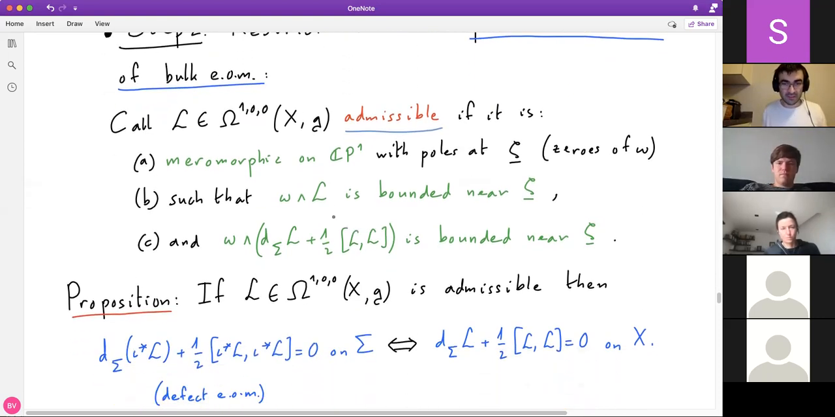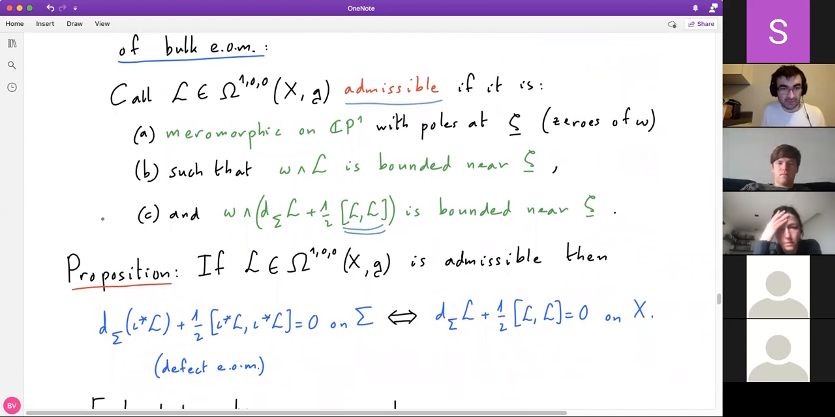So notice that because L has simple poles, potentially you could create higher order poles in this term by taking the commutator. So the point is that this condition tells us that the commutator doesn't create higher order poles. Okay. So these are just restrictions to a certain class of solutions, which will give rise precisely to the integrable field theories that we want. So we're looking at specific solutions of the bulk equations of motion.